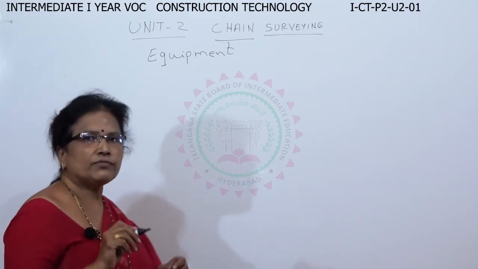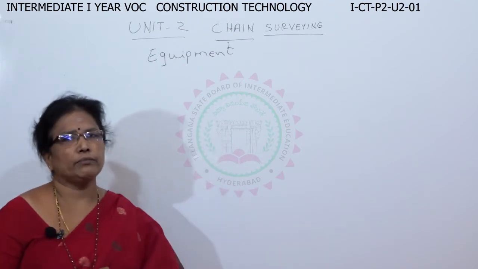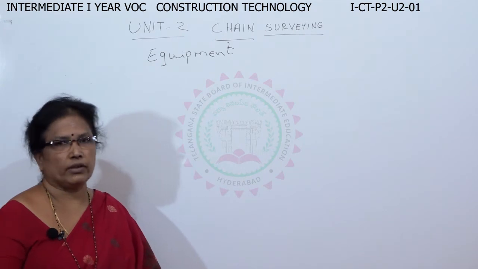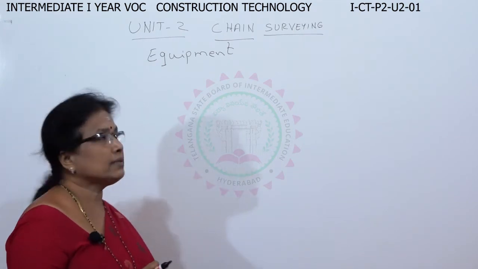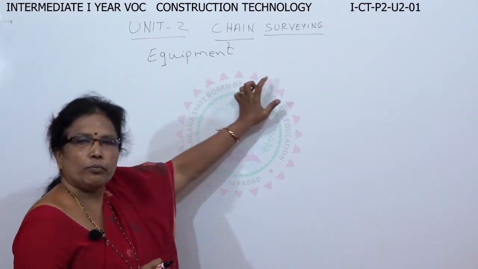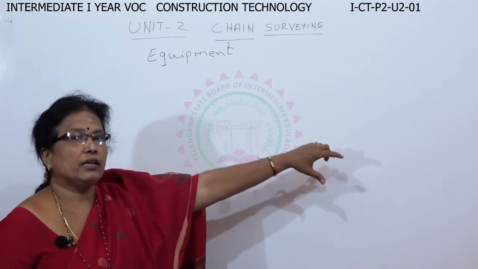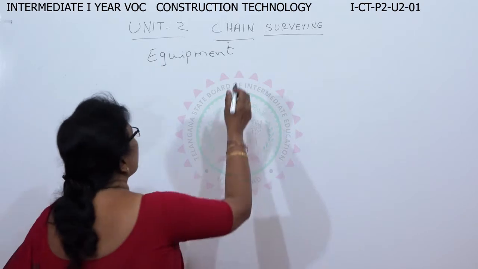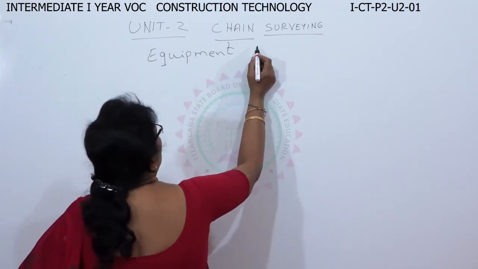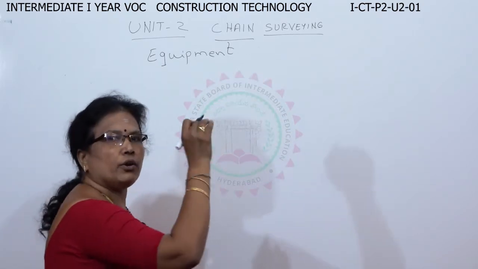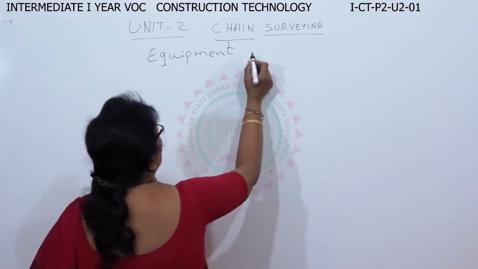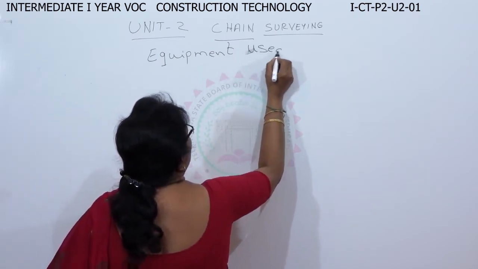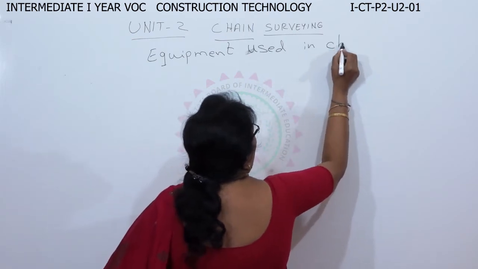If it is for 2 marks, they'll ask you to just write the names of equipment used in chain surveying. And if it is for 6 marks, they'll ask you to write the equipment used in chain surveying and write their functions with neat sketches. So here you need to write the equipment names, then you should draw the figures and explain. That is the 6 marks question. Equipment used in chain surveying.